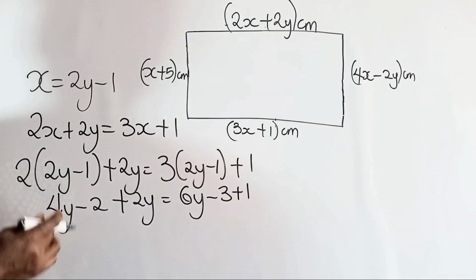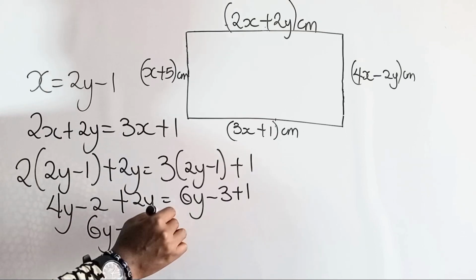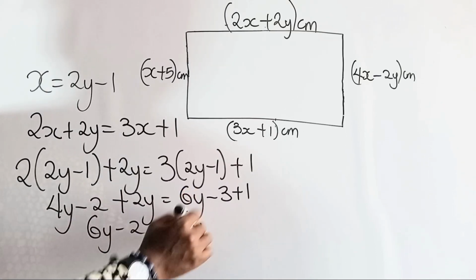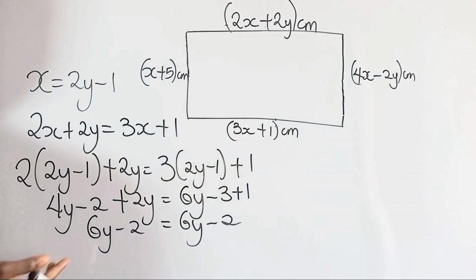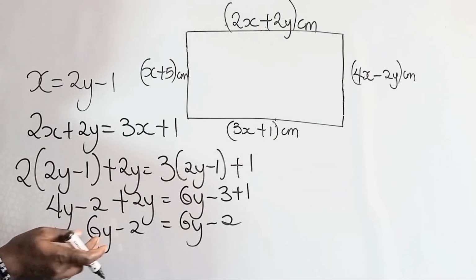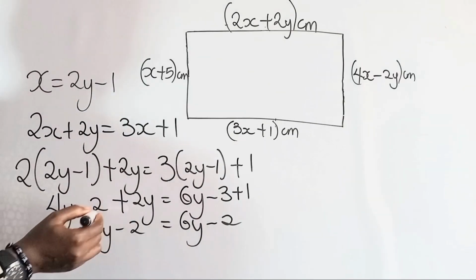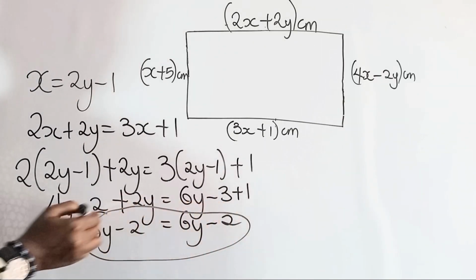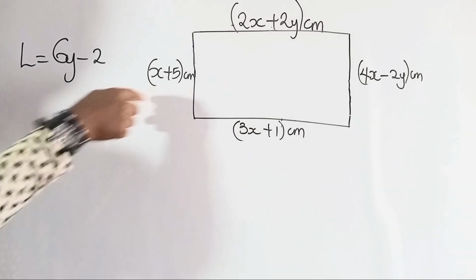Now we collect like terms: 4y plus 2y will give us 6y minus 2 equals 6y minus 3 plus 1, which will give us minus 2. Now you can see that we have the same value on the left hand side and the right hand side. So this becomes our length measurement. Now we have the length measurement, which is 6y minus 2. The next thing we are going to do is also to get the breadth measurement.